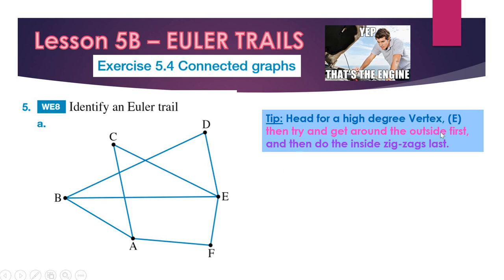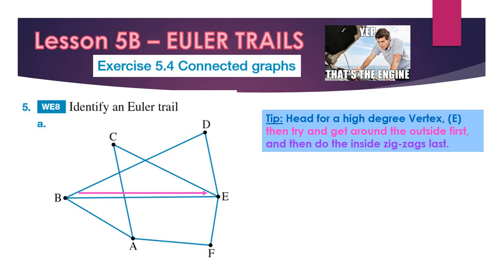So head for a high degree vertex, and we're going to try go around the outside first and then do the inside zigzag, because you can see there is sort of an outside shape, and then there's this sort of crisscross Z for Zorro shape in the middle. So that's kind of our strategy for this one. Now, this strategy doesn't always work, but it does work a lot of the time.